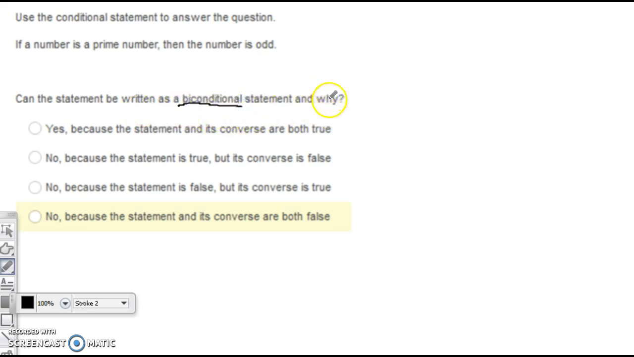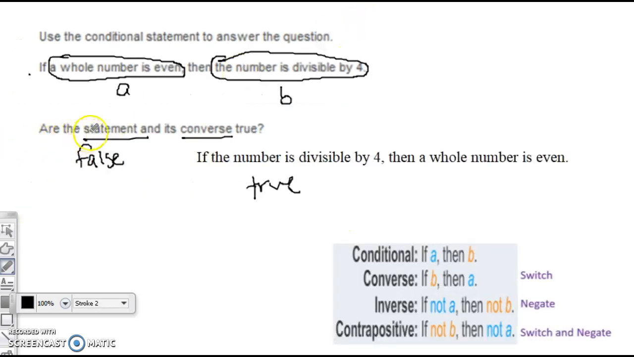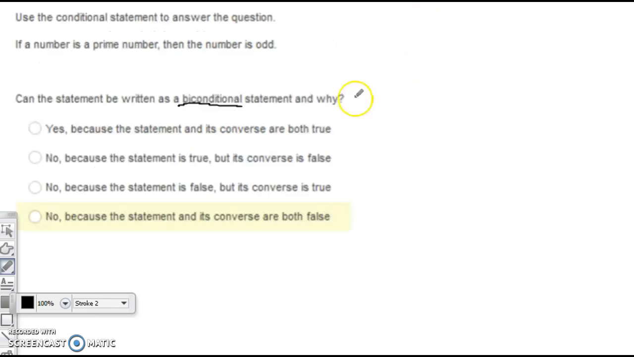Okay. To be written as a biconditional statement, it's a statement that has if and only if included. And in order for a biconditional statement to be true, kind of like this last one, both the statement and its converse have to be true. So we're going to check the statement and we're going to check the converse. If they're both true, then it can be a biconditional statement. If they're not both true, then it can't. Okay? So let's start off by checking the statement.